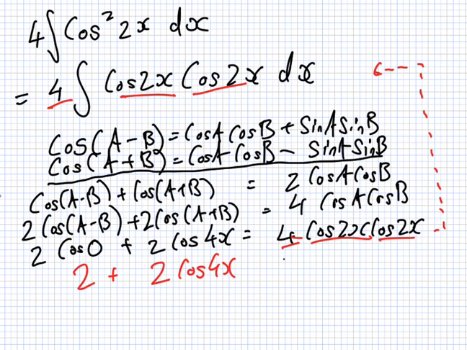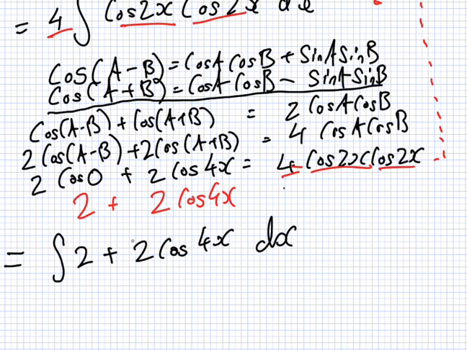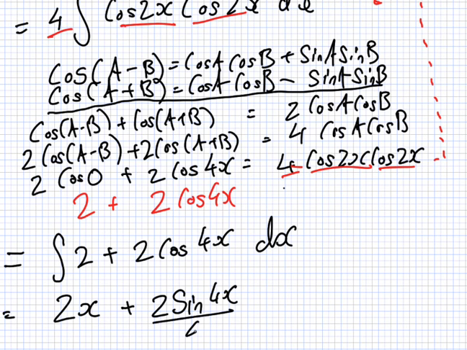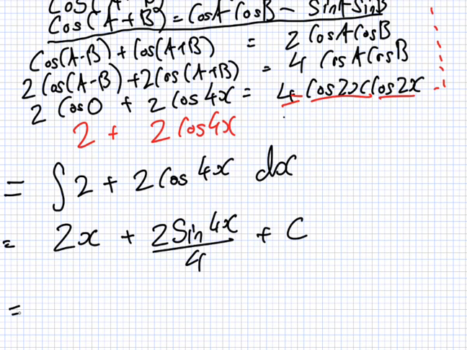So back to the question here. This equals the integral of 2 plus 2 cos 4x dx. And now that's actually easy to integrate because this here will be 2x, and this here will be plus 2 sine 4x over 4 plus c. So this one is 2x plus a half sine 4x plus c. So that would be the answer.